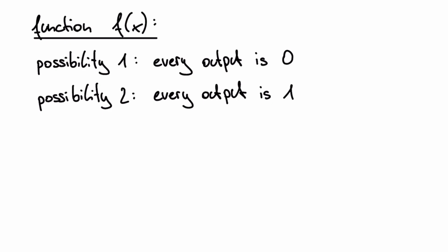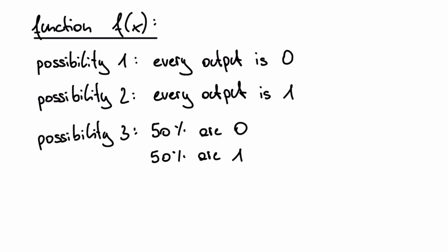Now comes the third possibility. The function still returns either a 0 or a 1, but this time exactly 50% of the inputs return 0 and the other 50% return 1. So for example, 0, 0 returns 0, 0, 1 returns 0, but 1, 0 returns 1, and 1, 1 returns 1. So the function splits its outputs evenly. For half the possible inputs, it gives 0, and for the other half, it gives 1. And these are the only 3 possible cases we are considering.